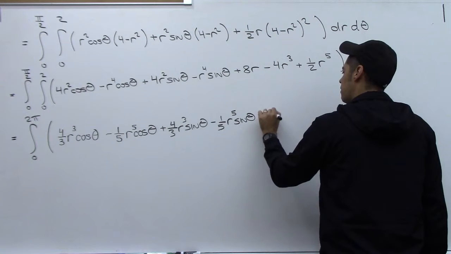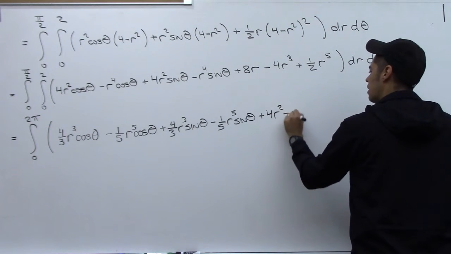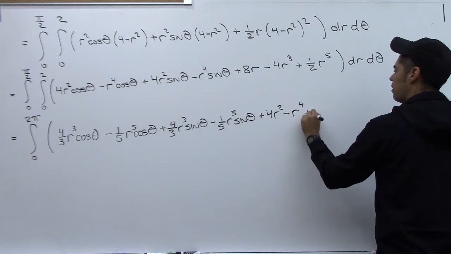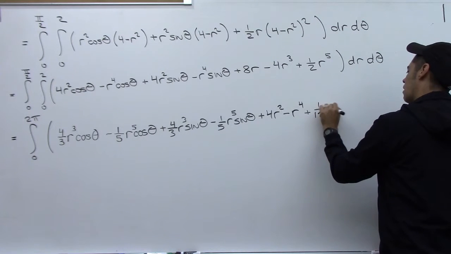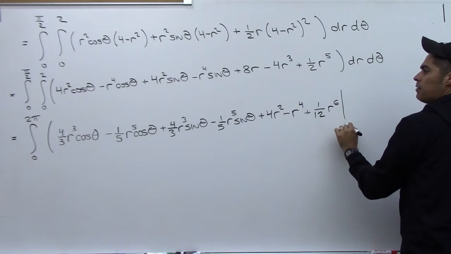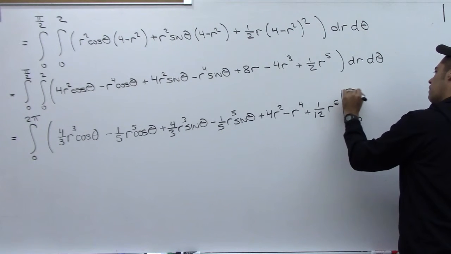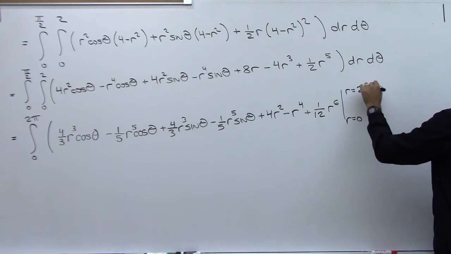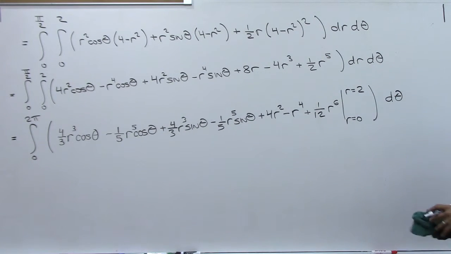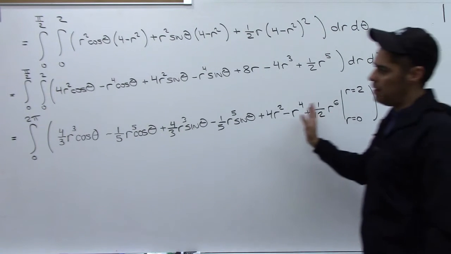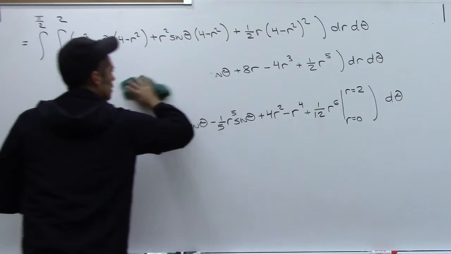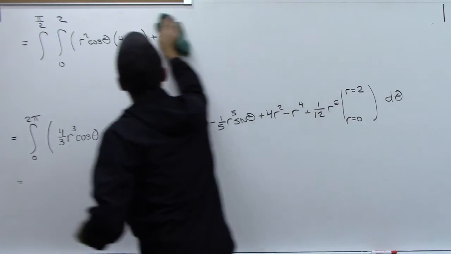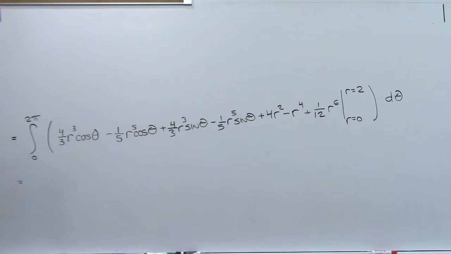Plus antiderivative here, 4r squared. Antiderivative here, minus r to the 4th. Antiderivative here, plus 6 times 2 is 12, so 1/12 r to the 6th. Evaluating this from r equals 0 to 2, and then after I'm done with all that, d theta. Well, the good news is that when I plug in 0, everything here is gone. But I've got to plug 2 in. All right, so I think I'll do it up here. So I'm going to plug 2 in, see what I get when I plug in 2.